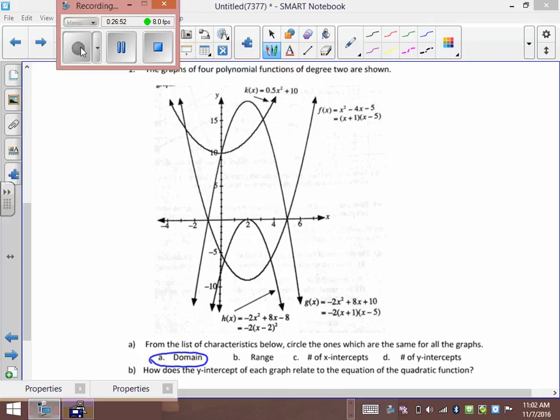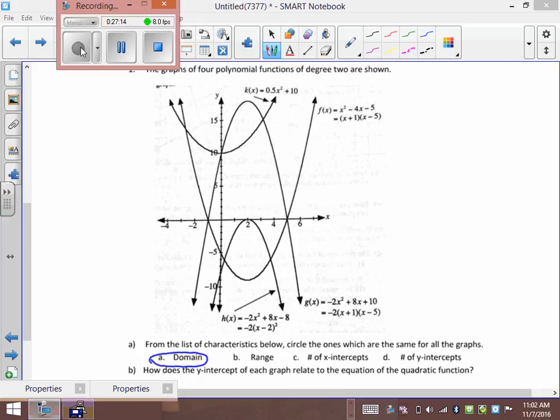The number of x-intercepts, the way they cross the x-axis, is it the same? This one never crosses the x-axis, so it has no x-intercepts. This one has one x-intercept, it just happens to be the same spot, right? And this one has 2. This one has 2. Do they have the same number of x-intercepts? No.